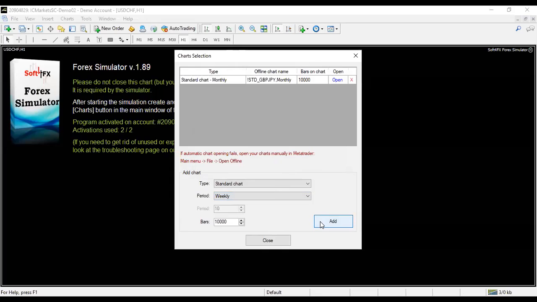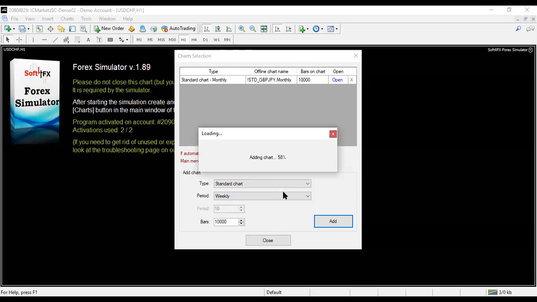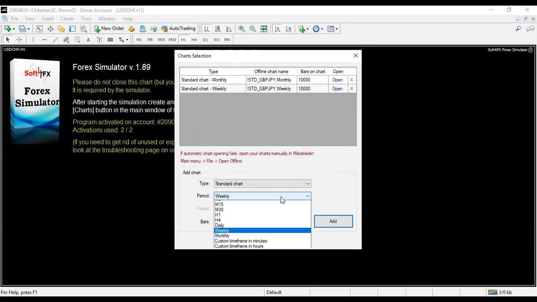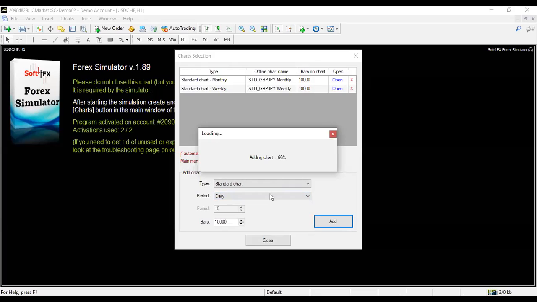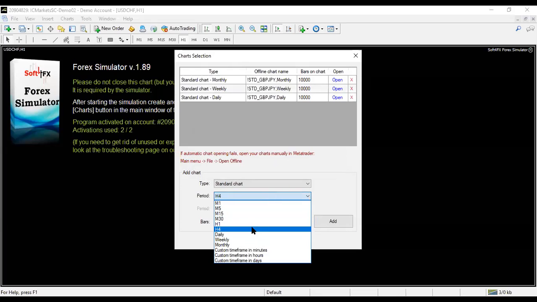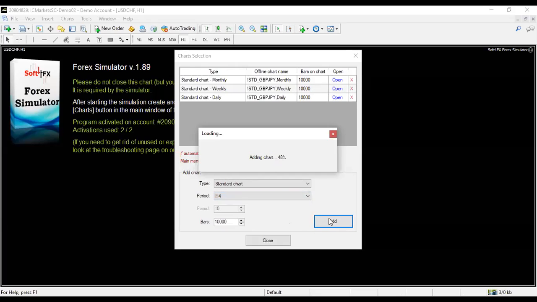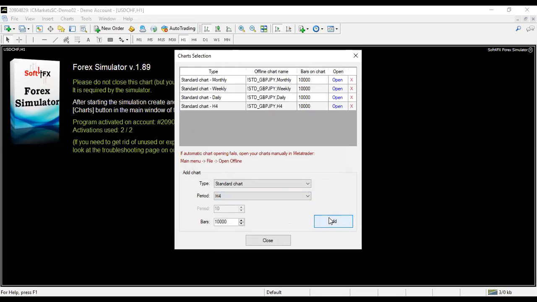Monthly, weekly, daily, and H4. So we are going to do a swing trade option on break or retest. I think for this prospect, monthly, weekly, daily, and H4 is enough.